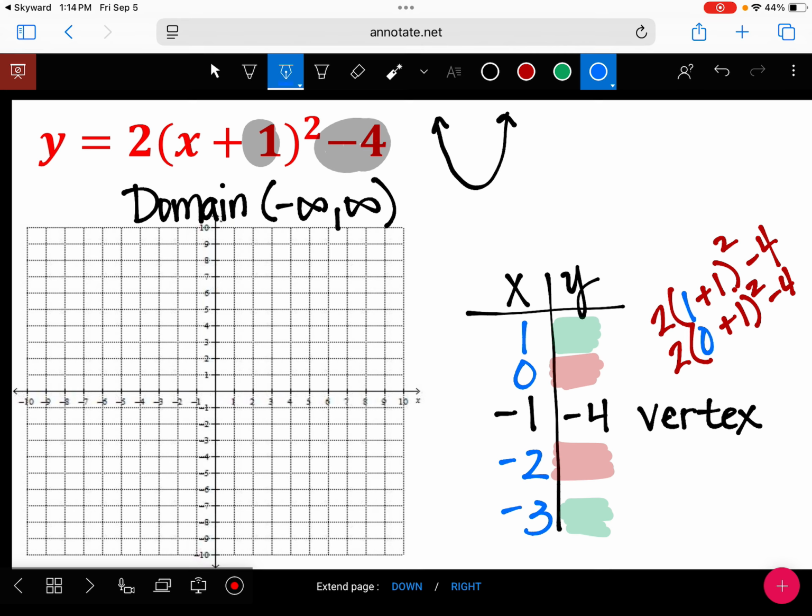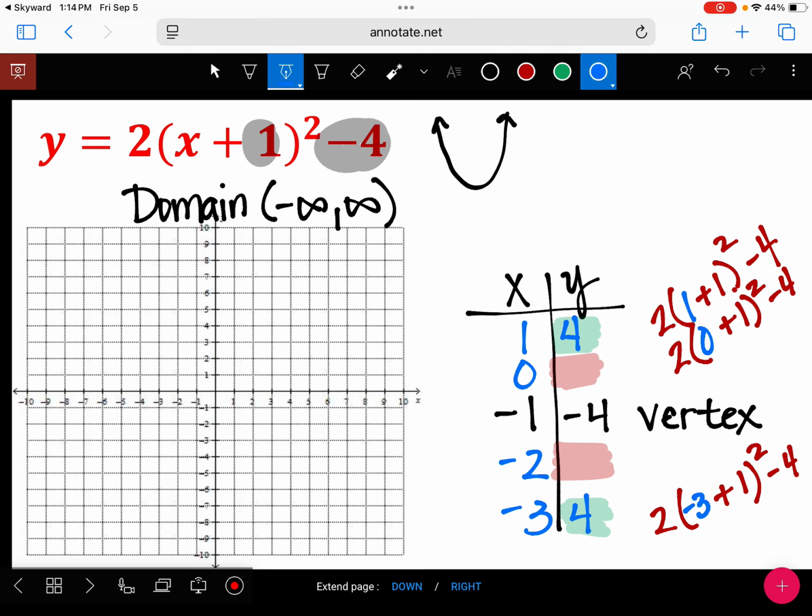Okay, so we got 1 plus 1, which is 2. 2 squared is 4. 2 times 4 is 8. And 8 minus 4 is 4. Who got 4? Yay. So I know I'm going to get the same thing for negative 3. I'm just going to put it there. And if you don't believe me, you can test it out. But I'm just trying to help y'all save a little bit of time. You will get the same thing.